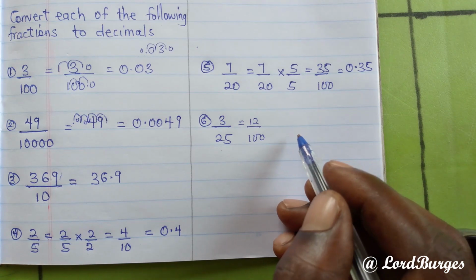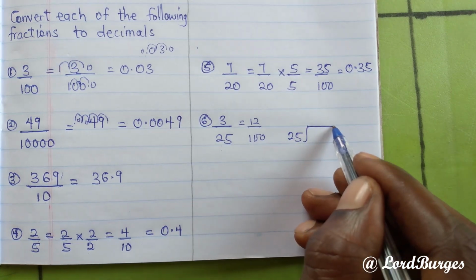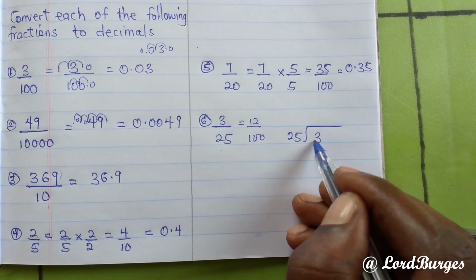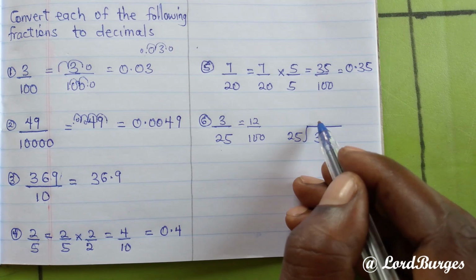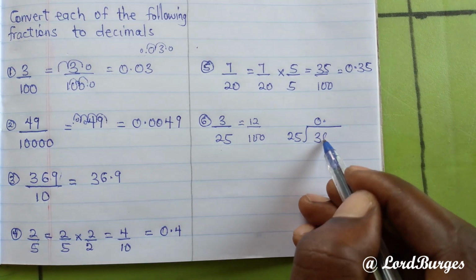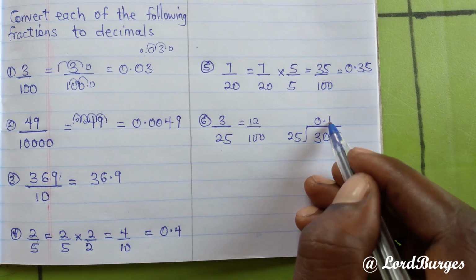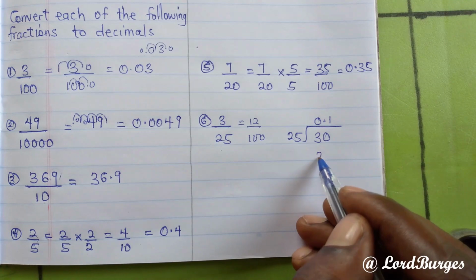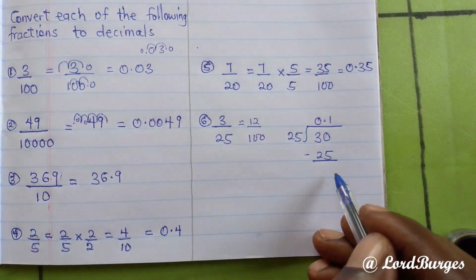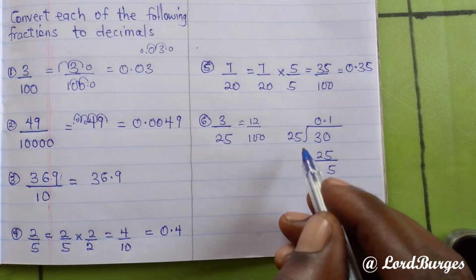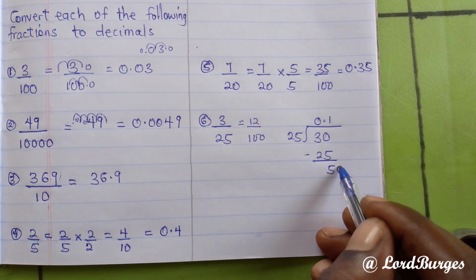So with the long division, I have my 25, which is the denominator. Then I have my 3. How many 25s are in 3? It can't be. So I introduce my 0 point before adding my 0. 25 into 30 is 1. 1 times 25 is 25. When I remove 25 from 30, I should be left with 5. Can 25 fit into 5? The answer is no. So I add my 0.